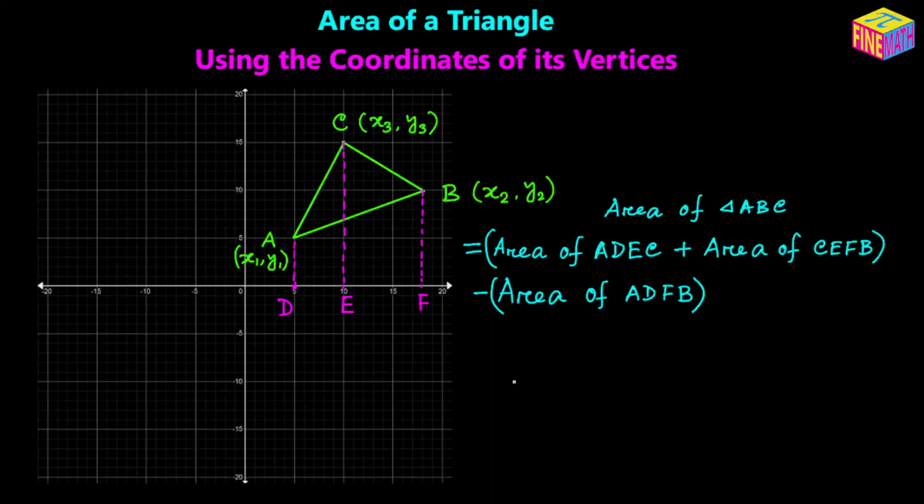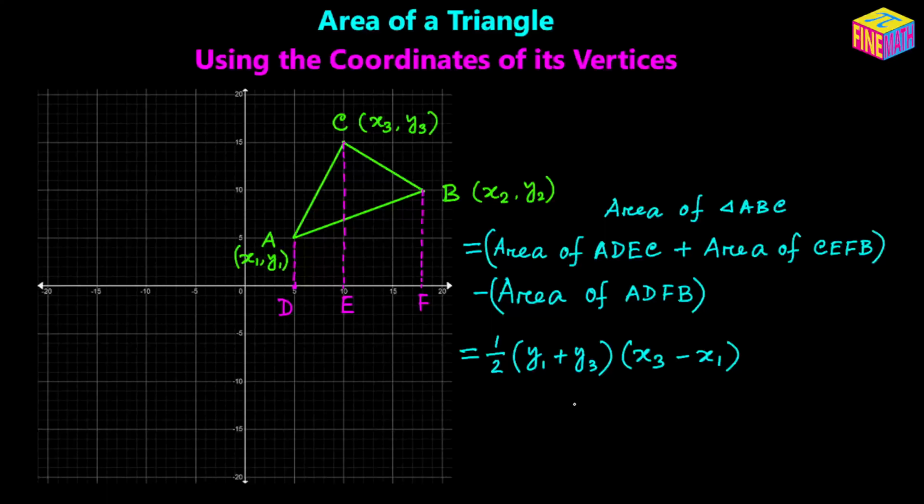So from here let's see what the area of trapezium ADEC is. That would be half of the sum of the two parallel sides. So that would be half times the sum of the two parallel sides, y sub 1 plus y sub 3, because one side is AD, that is y sub 1, and EC would be y sub 3. So the sum of those two parallel sides is y sub 1 plus y sub 3, times the distance between them. Well, the distance is DE, and DE would be x sub 3 minus x sub 1. So that is the area of the first trapezium, ADEC.